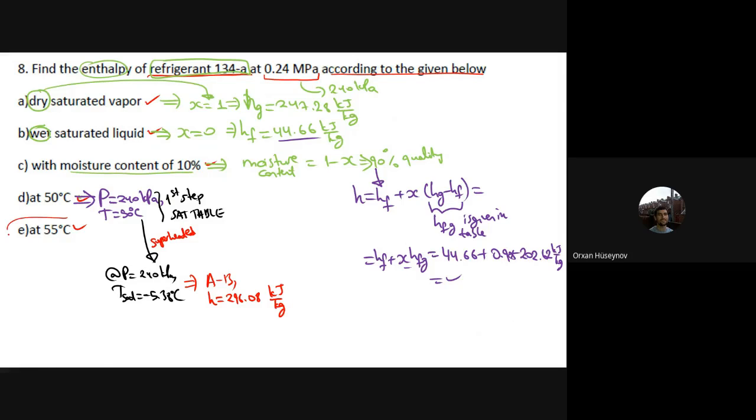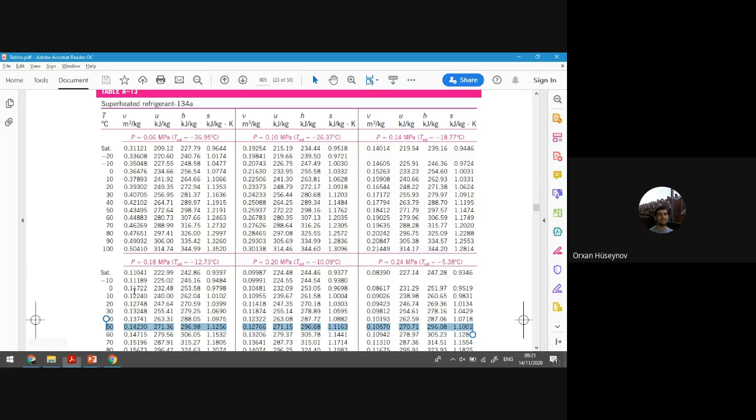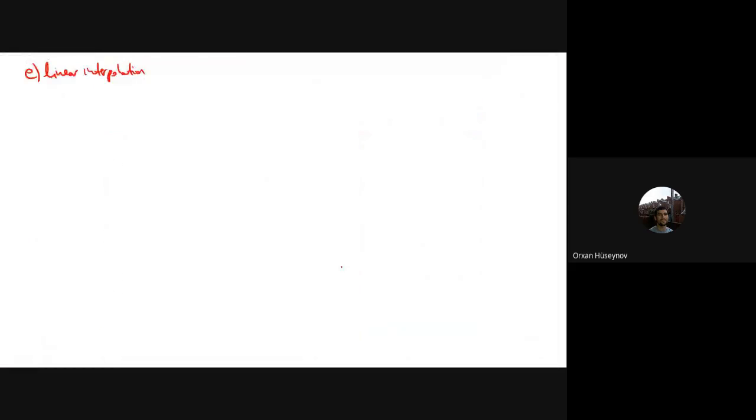Now comes the 55 degrees Celsius part. So now we solve it for 55 degrees Celsius, and if you remember, we said that we are going to use linear interpolation if it is not in the table. I'm looking in the table for 55 degrees Celsius, and you see that there is 50 degrees Celsius, there is 60 degrees Celsius, but there is no 55. Therefore, I will just do the linear interpolation.